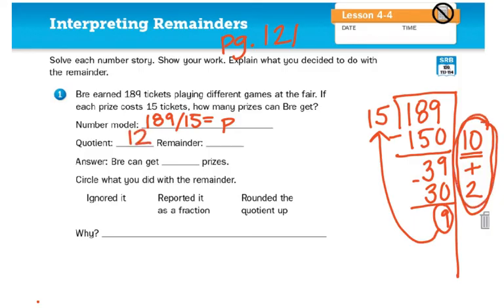The remainder was 9. So how many prizes can she get? Can she get 9? Can she get 12 and 9/15 of a prize? No, she can get 12 prizes. So what did we do with the remainder? Did we ignore it? Did we report it as a fraction? Can she get a part of a prize? Or can she get more? No, we had to ignore it. She doesn't have enough to get another prize.